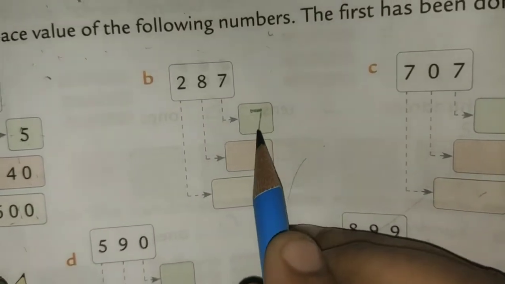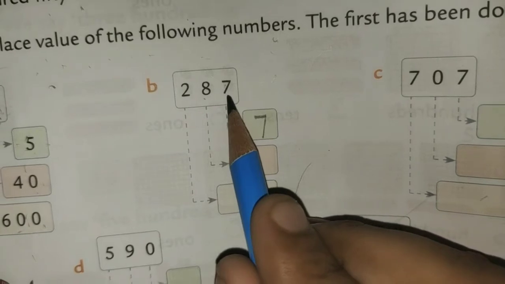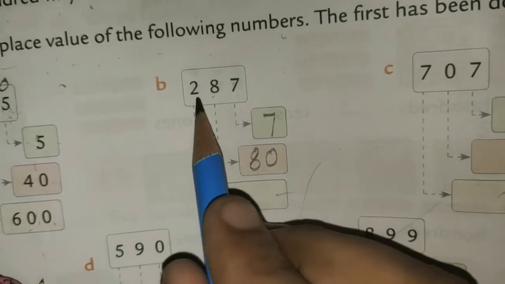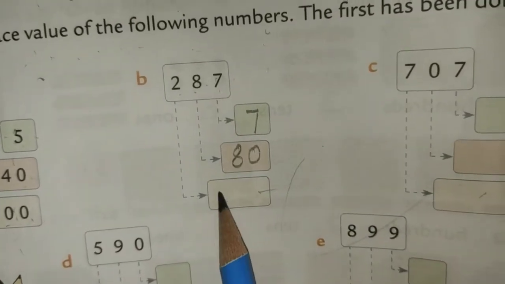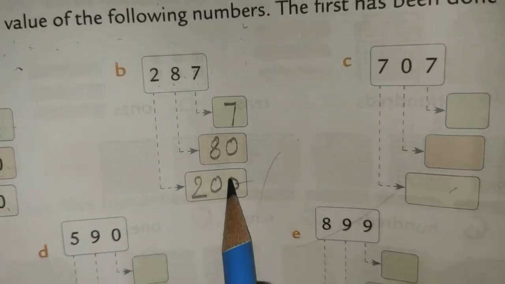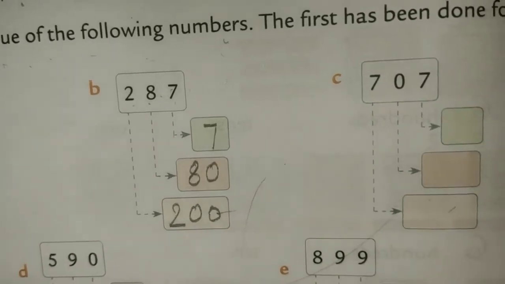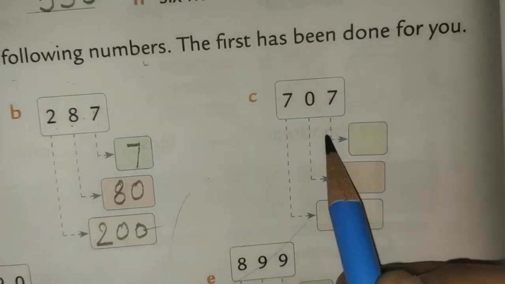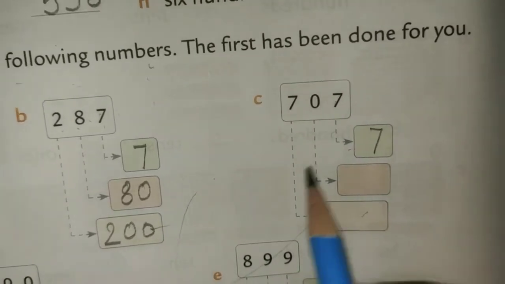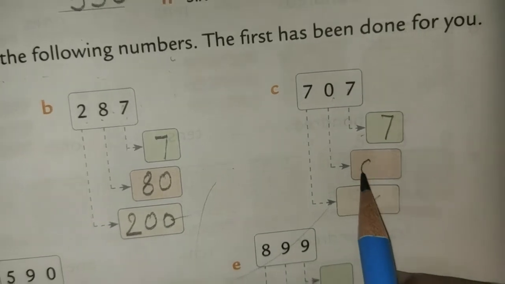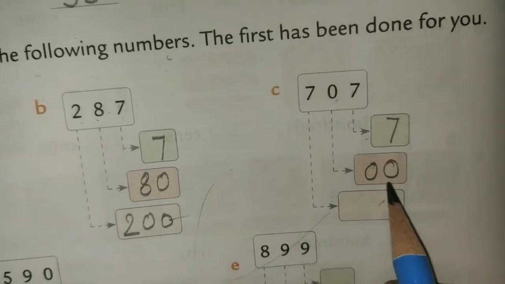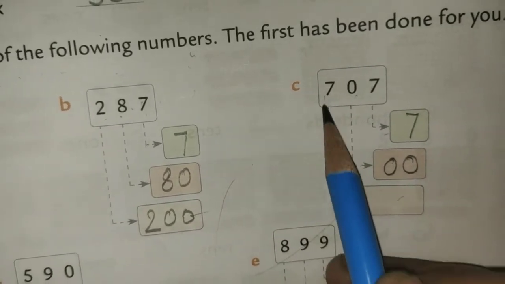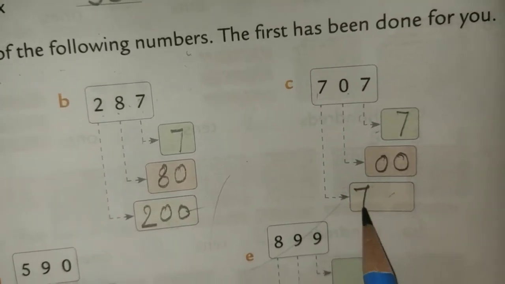Same way you will write here also. 7 as it is. Now 8 has one partner, so we will write 80. And 2 has two friends, so we will write 200. Okay. Now here also the same way. The last number is alone, 0. So you can write 10 or 20, it is okay, no problem with these zeros. And the third number is 700. So 700.